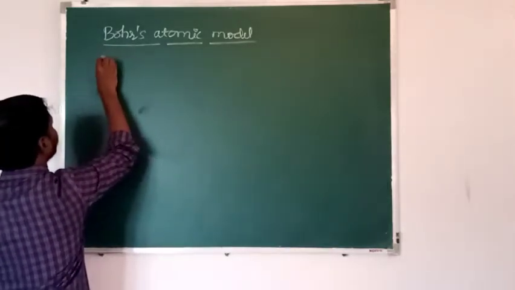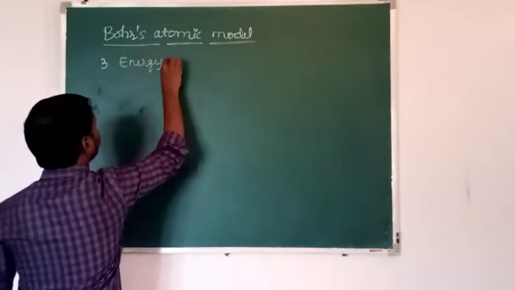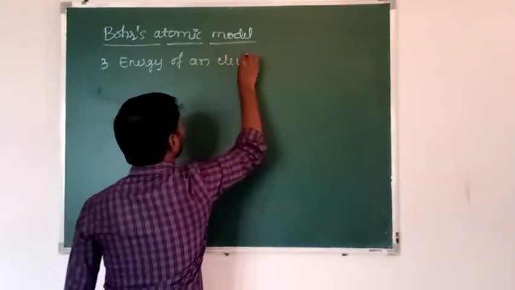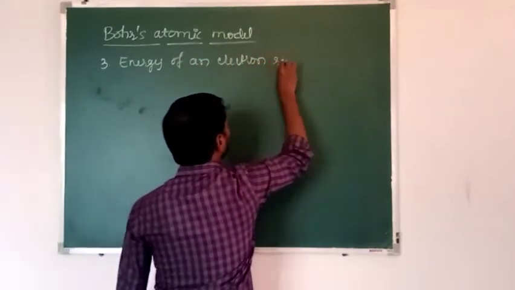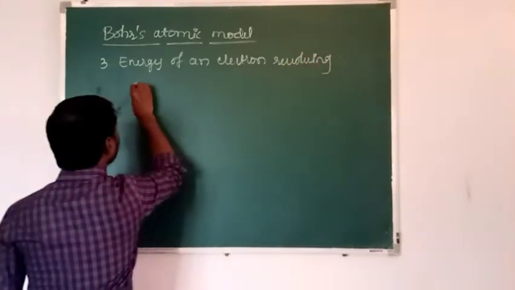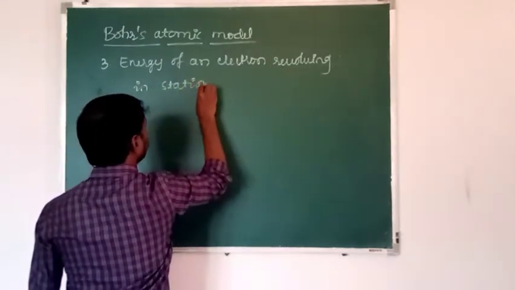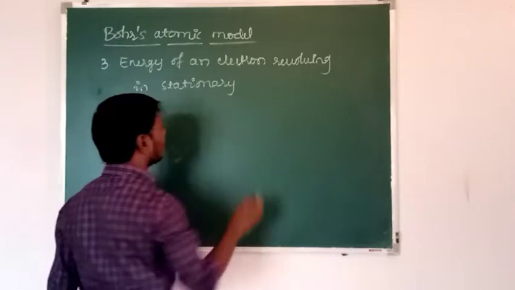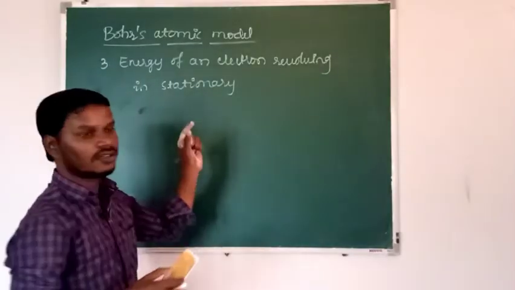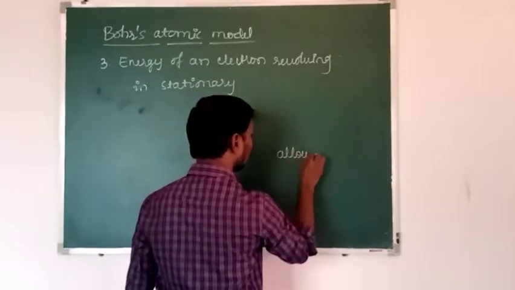Then third one, energy of an electron revolving in stationary orbit. So here the stationary orbits are nothing but stable orbits, and also stationary orbits are called allowed orbits. Stationary orbits ಇನ್ನೊಂದು ಹೆಸರು ಏನಂದ್ರೆ allowed orbits.